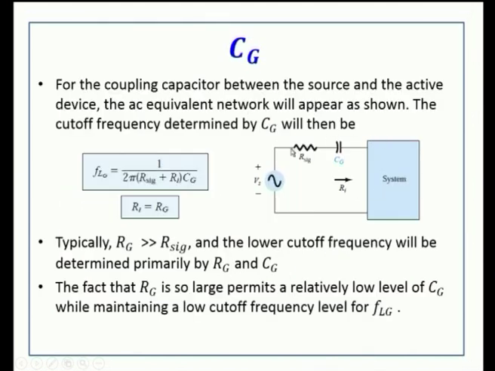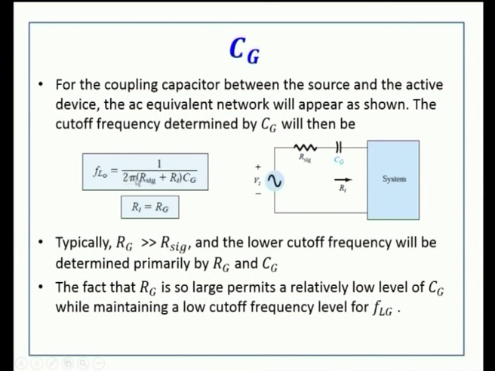This circuit shows the effect of the capacitance CG, that is the coupling capacitor which is connected at the gate terminal, and the signal resistance is represented here as R sig, and RI is the input resistance of the entire network, which has been replaced as a block here as system, and the AC signal is given to the system. Now, what is the effect of CG on the cutoff frequency? This is the cutoff frequency due to the effect of CG.